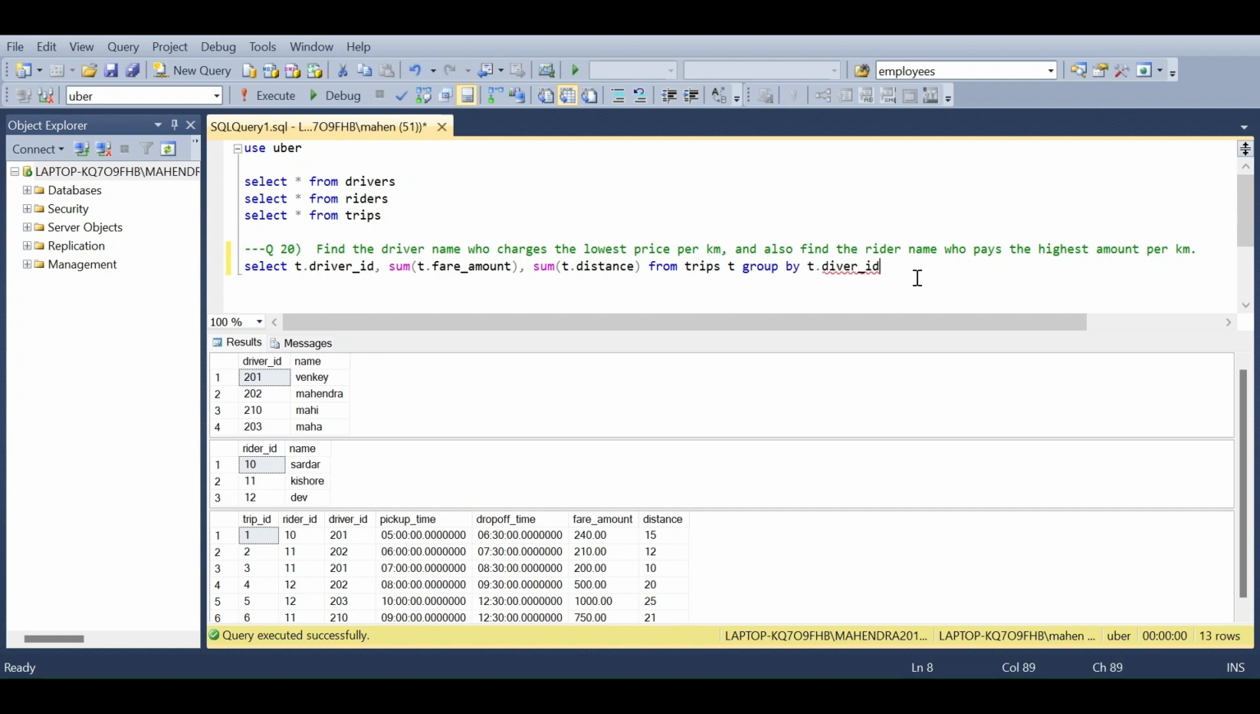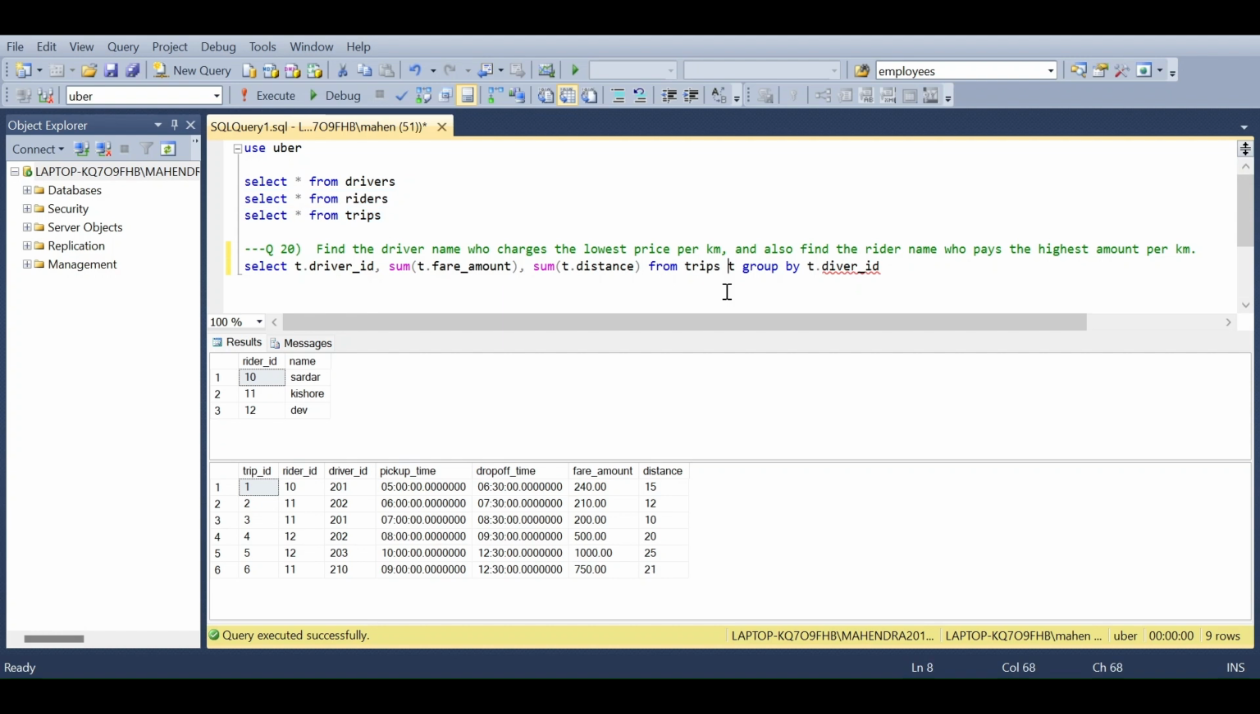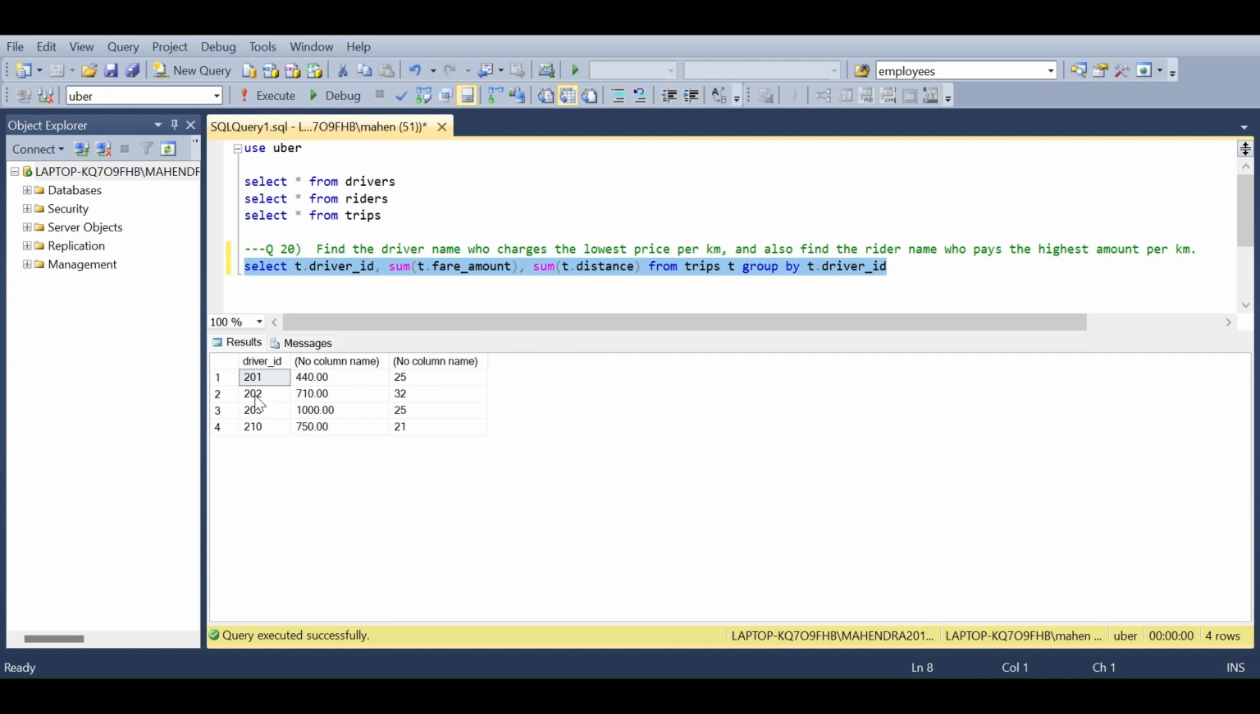Now if we execute this one, in the trips table we have driver ID only. So it is a spelling mistake in driver ID. Okay, now you can see here we have the driver ID and this is the total amount that the particular driver is charging, and this is the distance that the particular driver drove.